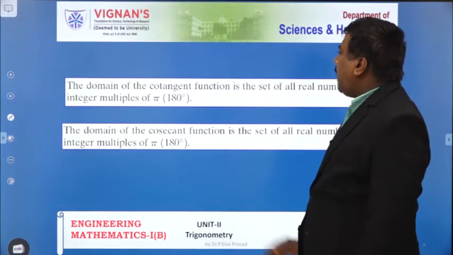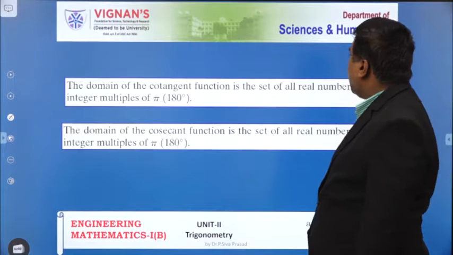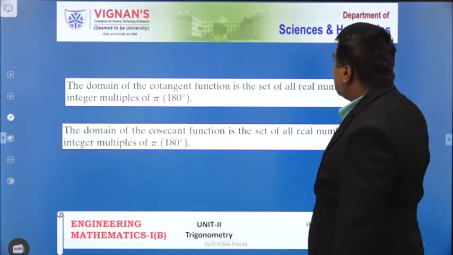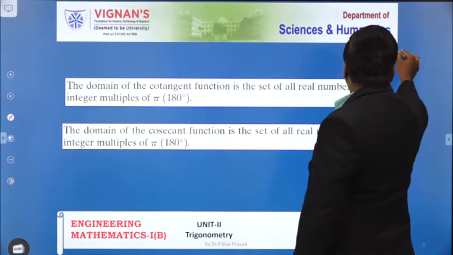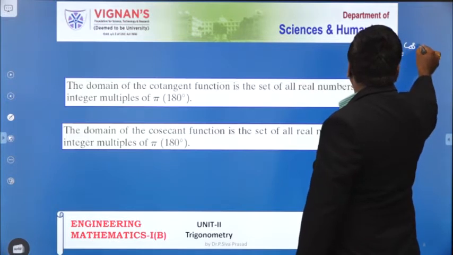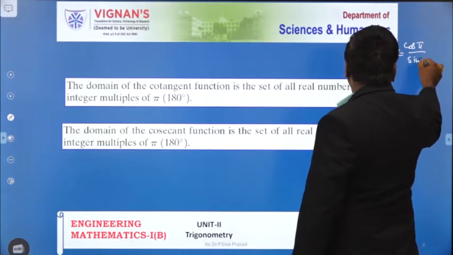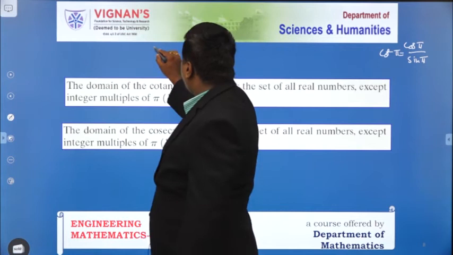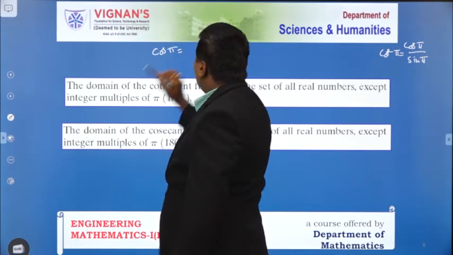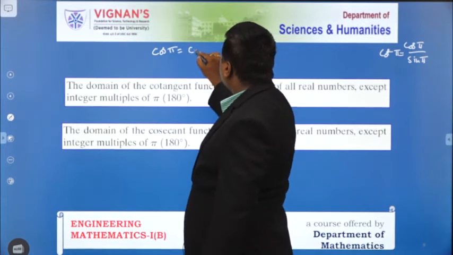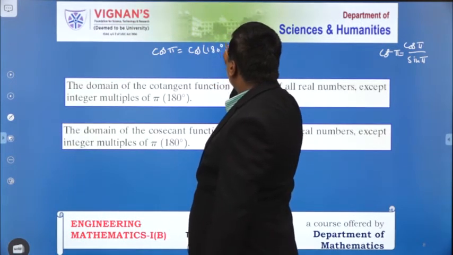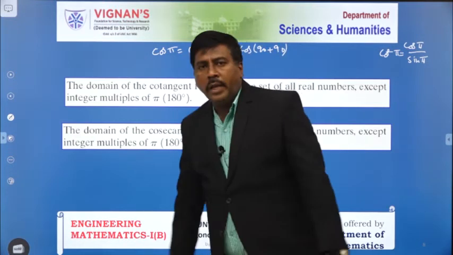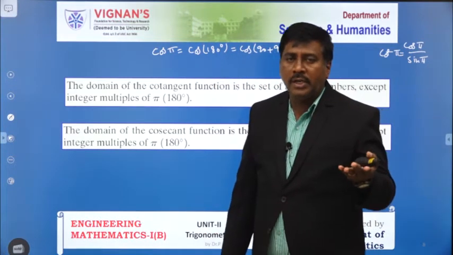Now the domain of the cotangent function is the set of all real numbers except the integer multiples of pi. Because how do we take it, that is cot pi. Cot pi means cos pi by sin pi. Pi is nothing but 180 degrees. Therefore cos pi is cos of 180 degrees, which is cos of 90 plus 90. You already had to learn that in the previous lecture.